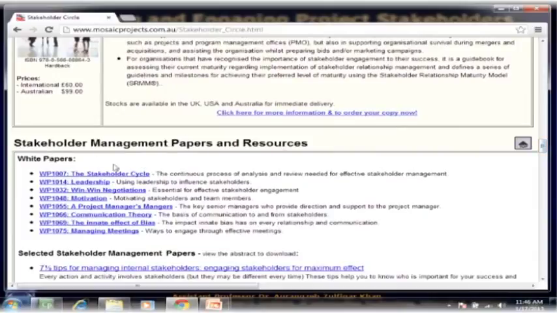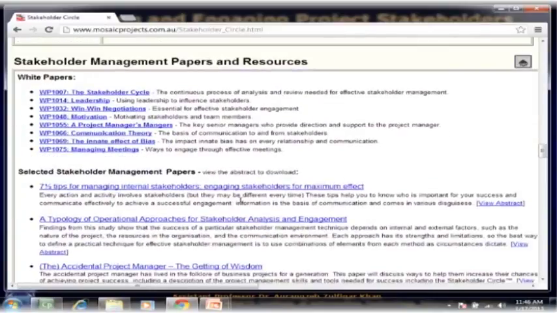Now look at all the white papers over here. Stakeholder cycle, leadership, win-win negotiations, essential for effective stakeholder engagement. Motivation, motivating stakeholders and team members, project managers, this is senior management, the top executives. Communication theory, the innate effect of bias on relationship and communication, managing meetings. Meetings, you know, where you have all the stakeholders and they also have to be managed. Selected stakeholder management papers. And by the way, you can download all of these and read them.